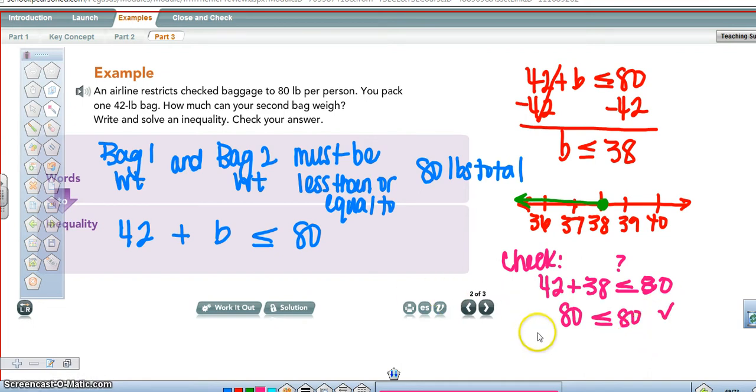We also should check the less than part. We check the equal part. If it's equal to 38, it works. Let's check the less than part. So choose a value less than 38. One of these shaded values.